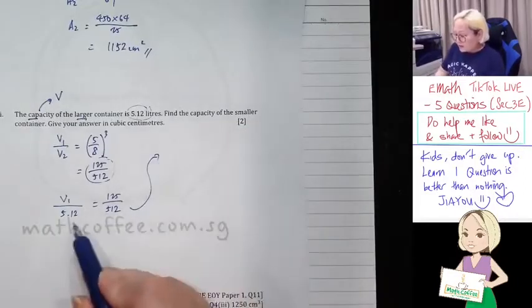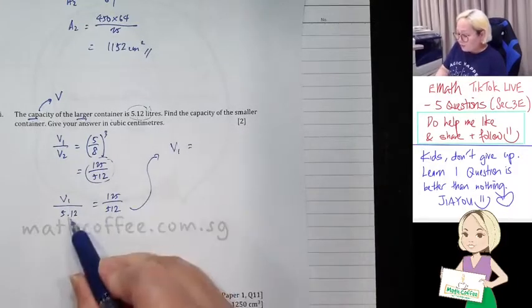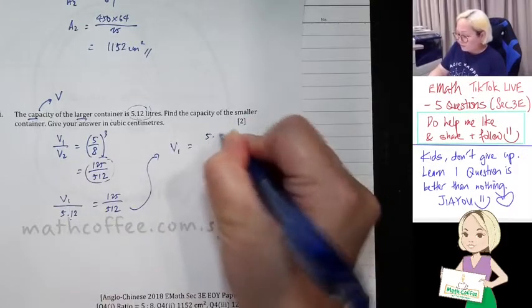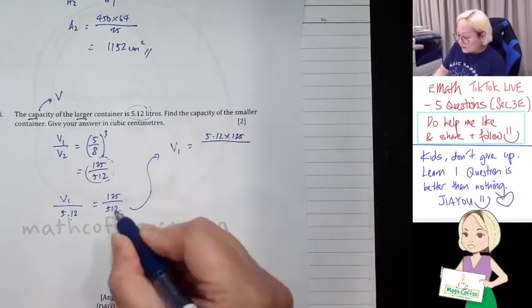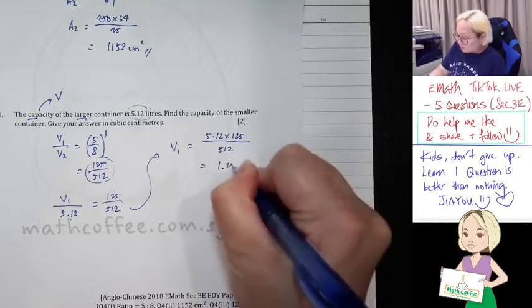Then after that, I'm going to cross multiply. I'm going to solve V1. So V1 is 5.12 times 125 divided by 512. And I will get 1.25 liter.